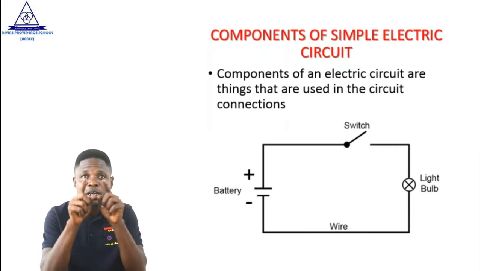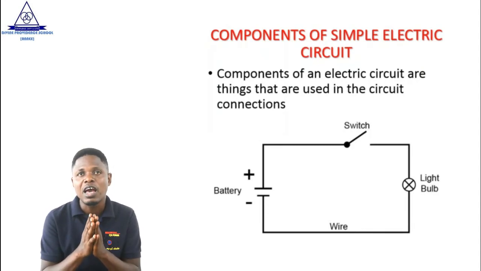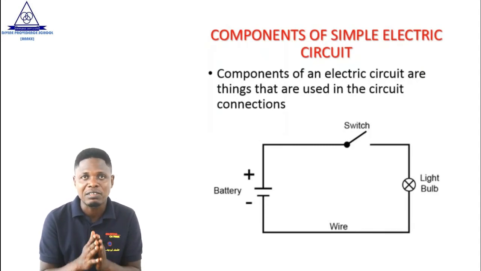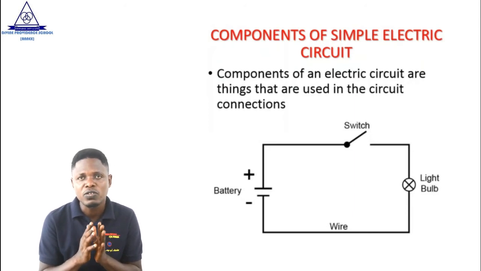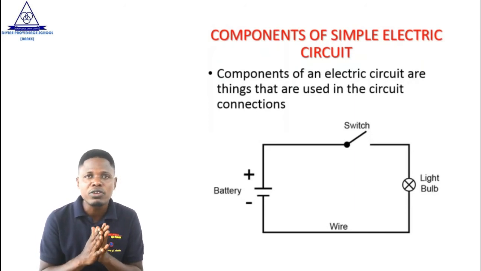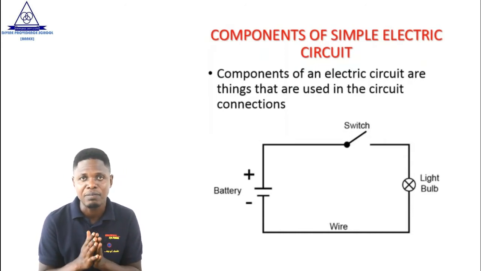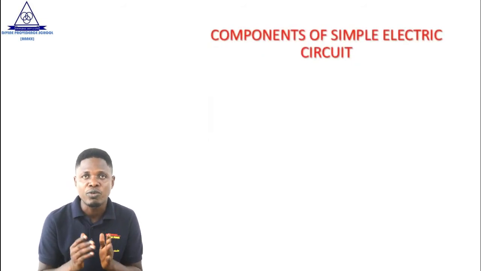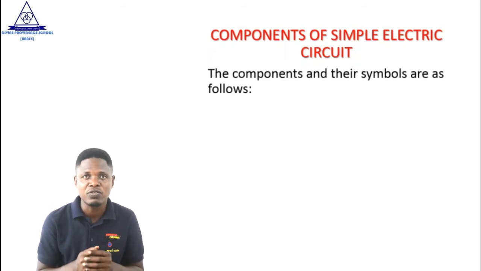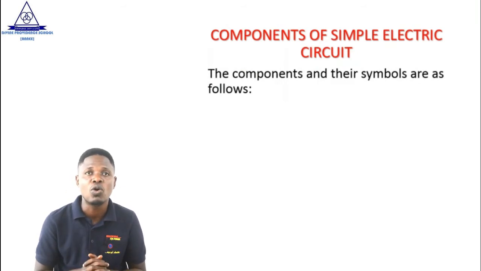Now the image you see there is the components of a simple electric circuit. The first one, you have the switch. You can also see the battery. You can also see the wire, and you can see the bulb. Very good. We will quickly move on to the components of a simple electric circuit, though we've already seen them, because you have to see them one by one so that it sticks in your memory.